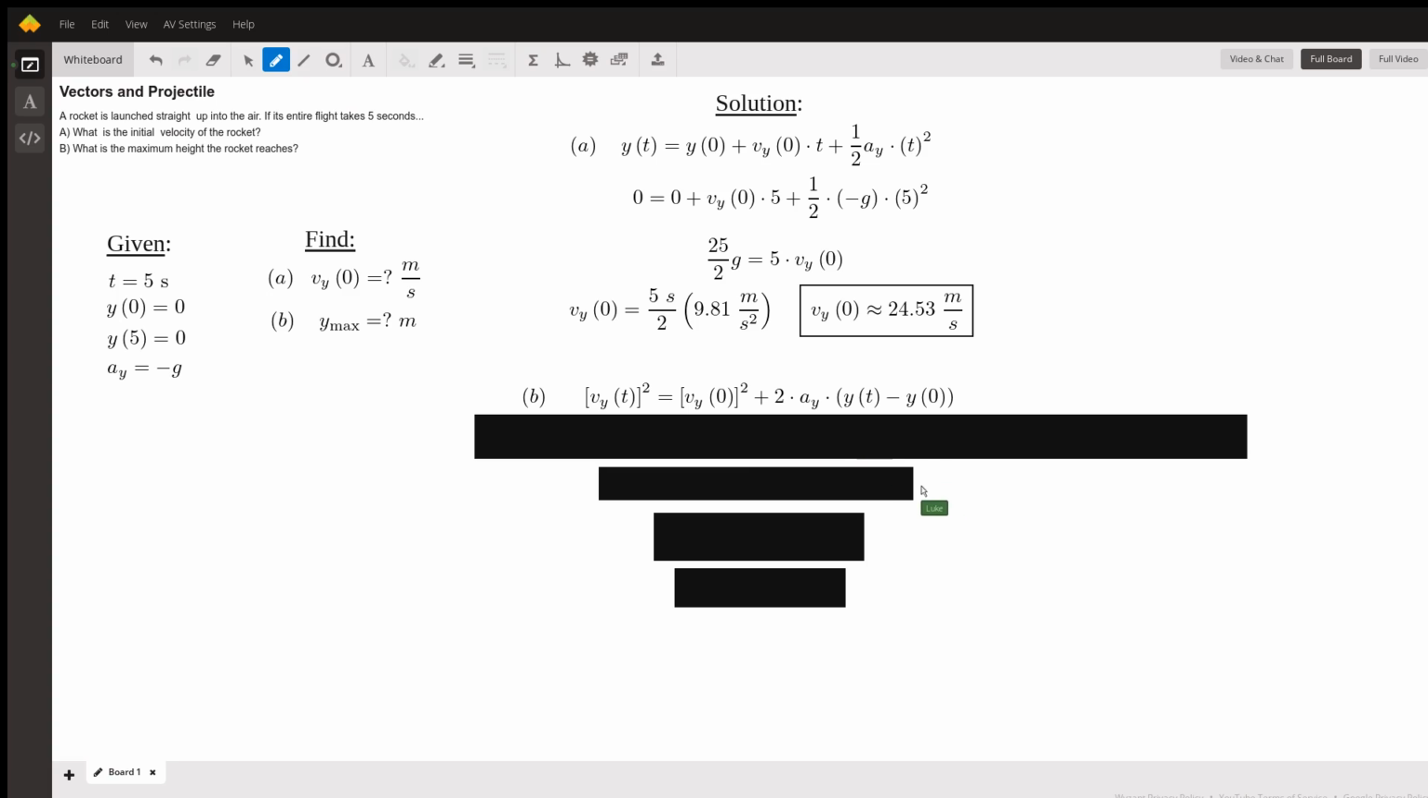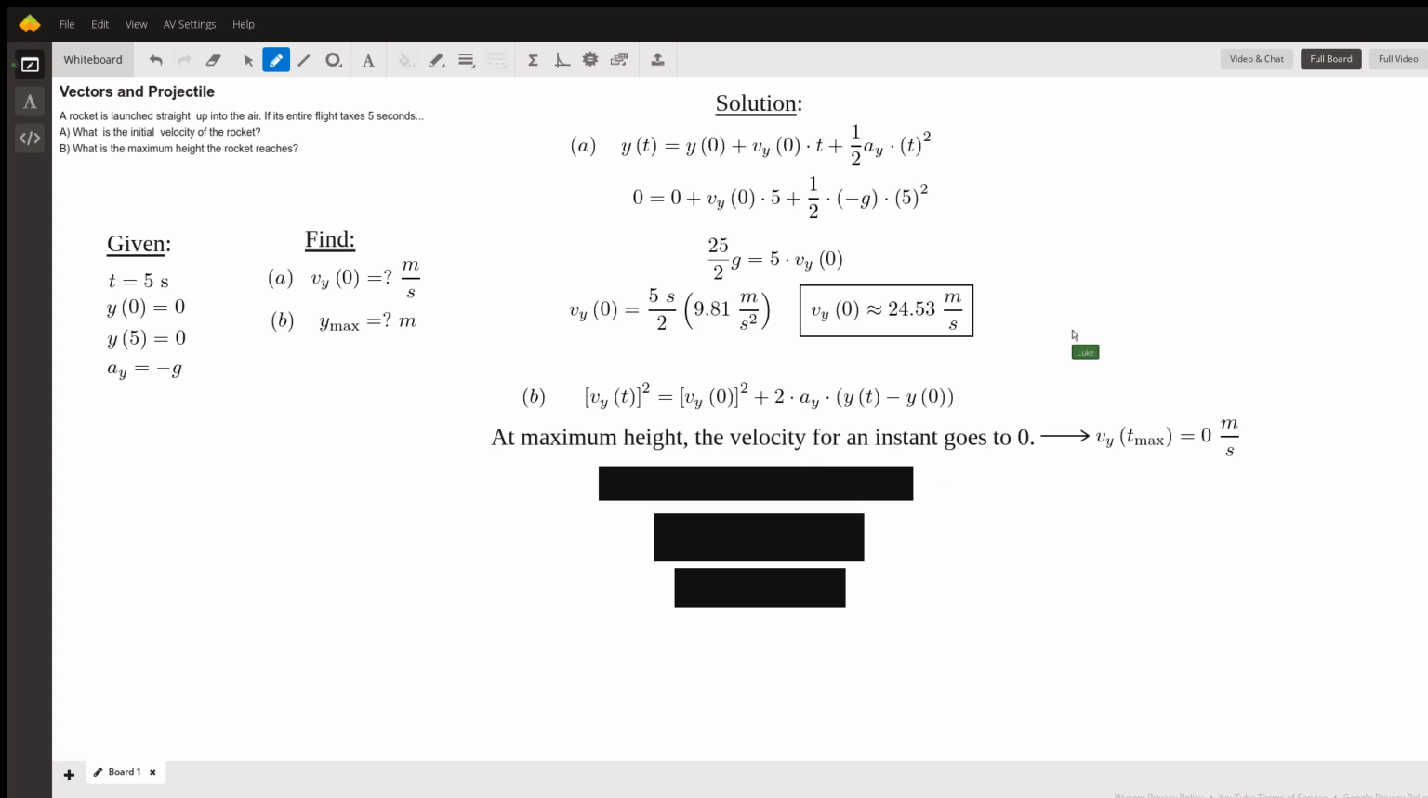For this part of the problem, first I must note that whenever you reach maximum height, this is the point where the velocity for the smallest instant goes to 0. Basically, it stops moving for an instant up in the air, which translates mathematically to: at t max, the time when it's at maximum height, the velocity will be 0 meters per second. So this helps in the kinematic equation because the left side goes 0 squared equals 24.53 squared from before, plus 2 times minus g times y max minus 0 from the 0 height that we were working with before.